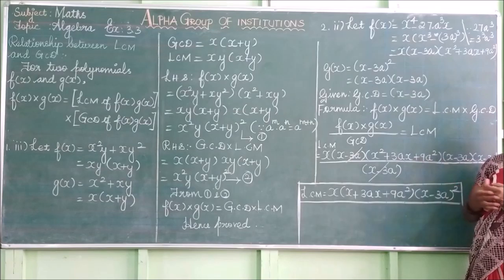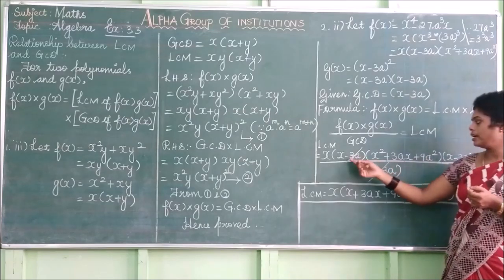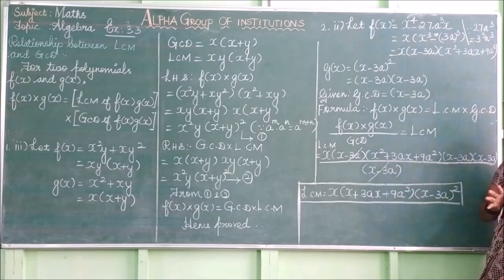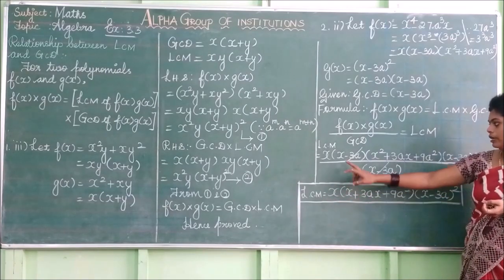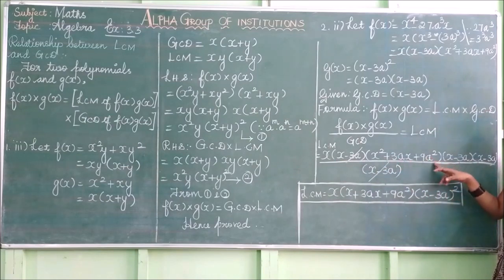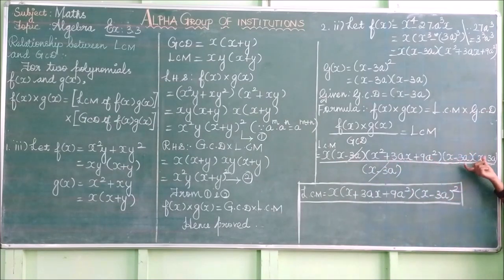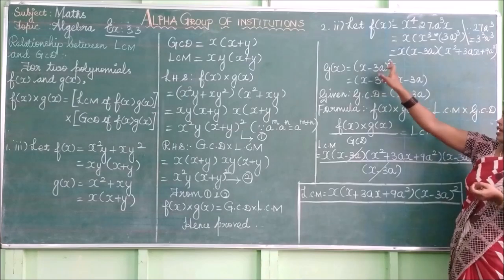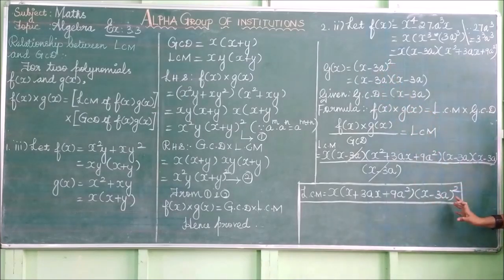Then you have to cancel the common terms. x minus 3a is the only common term. So what are the remaining terms? LCM is equal to x into (x square plus 3ax plus 9a square) into (x minus 3a) whole square. So I have learned how to find the LCM of the functions.